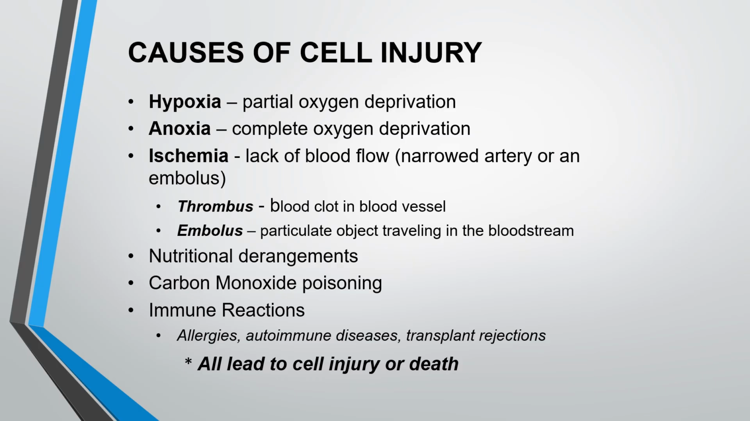Then we have nutritional derangements. Too little and cells starve. Too much and the cells drown in excess. Carbon monoxide poisoning is sneaky. Oxygen may be present, but hemoglobin can't deliver it, so cells suffocate in a room full of air. And finally, immune reactions. Sometimes the immune system is helpful. Sometimes it's like, I will destroy everything to fix this. Allergies, autoimmune diseases, transplant rejection. Friendly fire is real. Bottom line, different causes, same outcome. Cell injury or death.